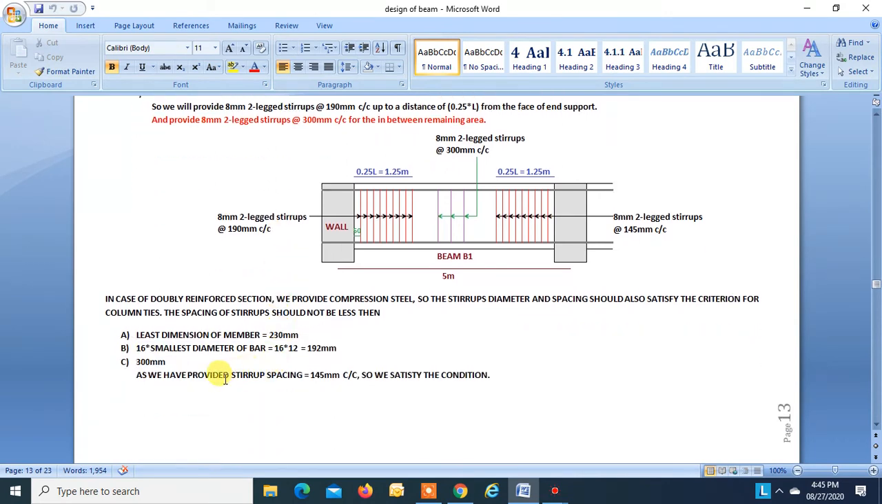In case of a doubly reinforced section, we provide compression steel. So the diameter and spacing of the stirrups should also satisfy the criteria for column ties. This is a very important clause. The spacing of stirrups should not be more than the following: least dimension of member 230, 16 times the least diameter of the bar, which is 12, that's 192, and 300. We have 145, which is less than this, so it is okay and satisfied.